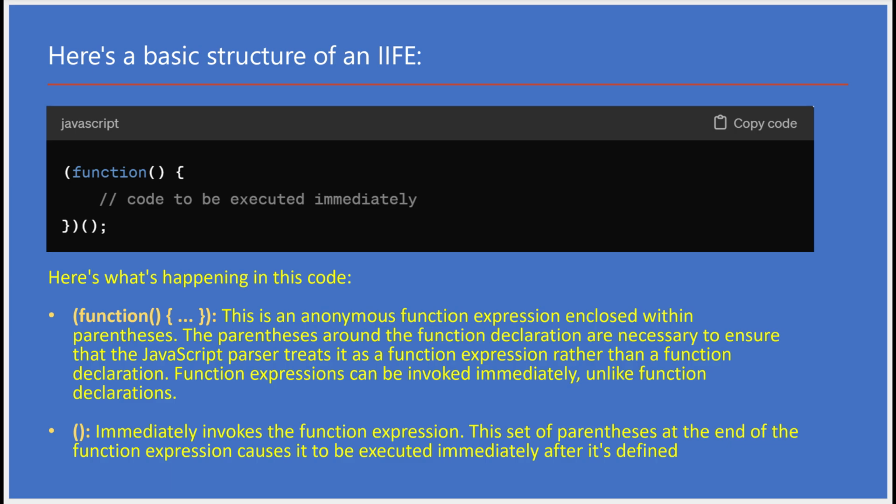The parentheses wrapping around the function declaration are the guardians that ensure the JavaScript parser treats it as a function expression, rather than a function declaration. The difference is crucial because function expressions can be invoked immediately, unlike function declarations. And what about those trailing parentheses, you ask? They're the magic dust that immediately invokes the function expression. This pair of parentheses at the end of the function expression makes sure the function is executed right after it's defined.